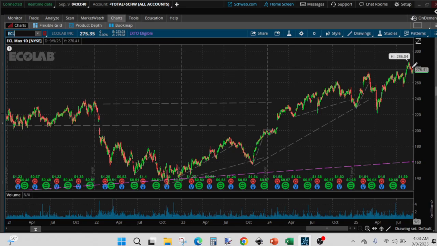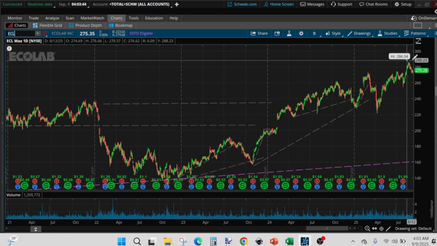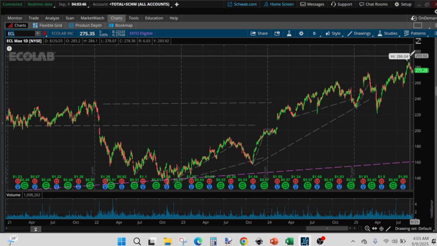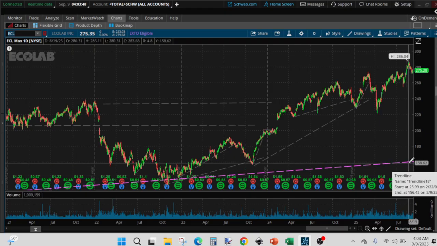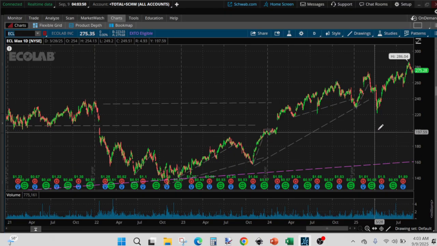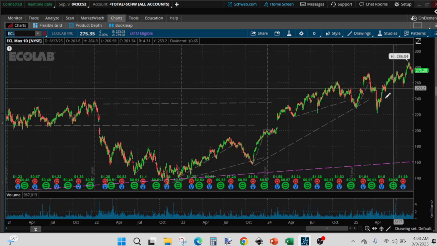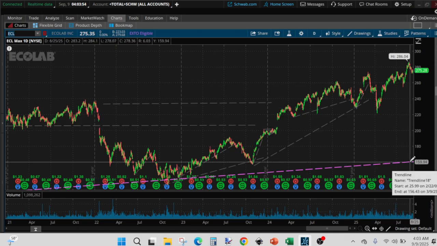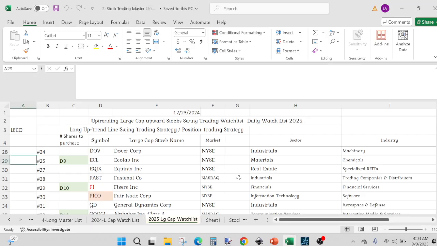At this point, when you compare the price where it is now to the previous high and to the valley, we can see that the price is still high. So it's far from where we would like to buy it. Therefore, we will move to the next one. EQIX.